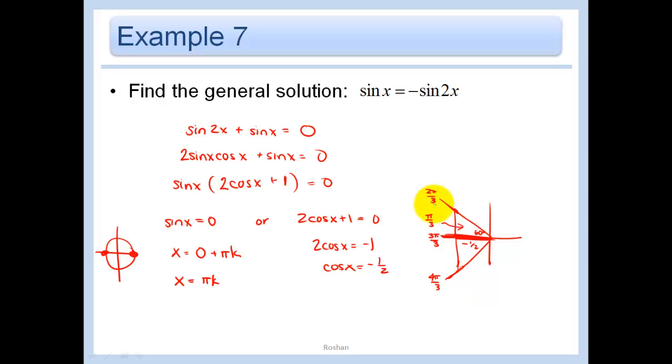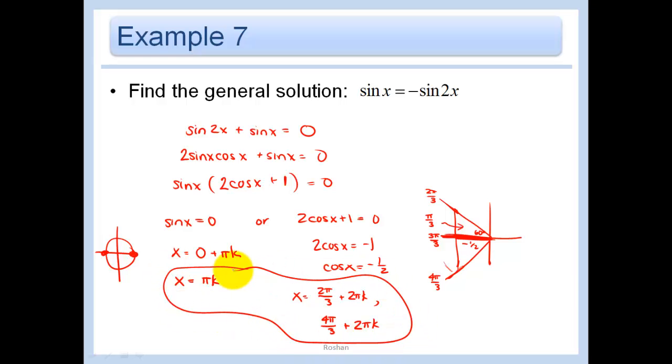So either we start at 2 pi over 3 and keep adding 2 pi, so 2 pi over 3 plus 2 pi k, or we start here at 4 pi over 3 plus 2 pi k. I can't simplify that down anymore because this distance here is not the same as this distance here. So since I have unequal distances, I have to start here, loop, loop, loop, and start here, loop, loop, loop, and so on. Okay, so I have those as my answers.